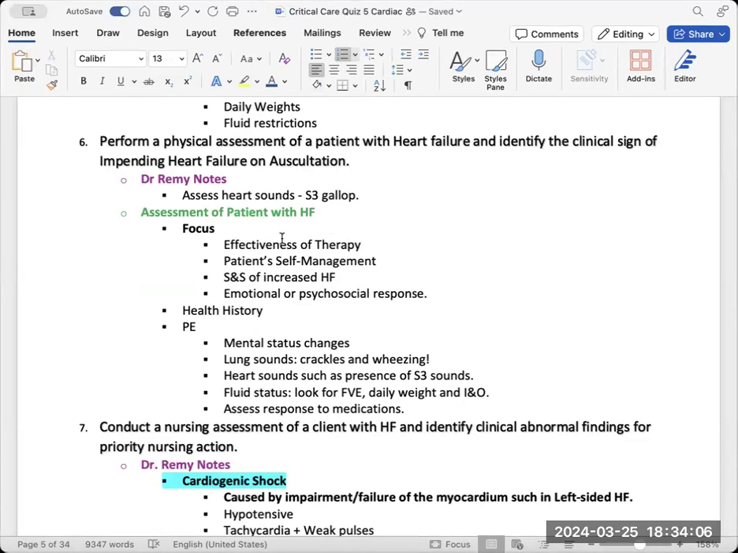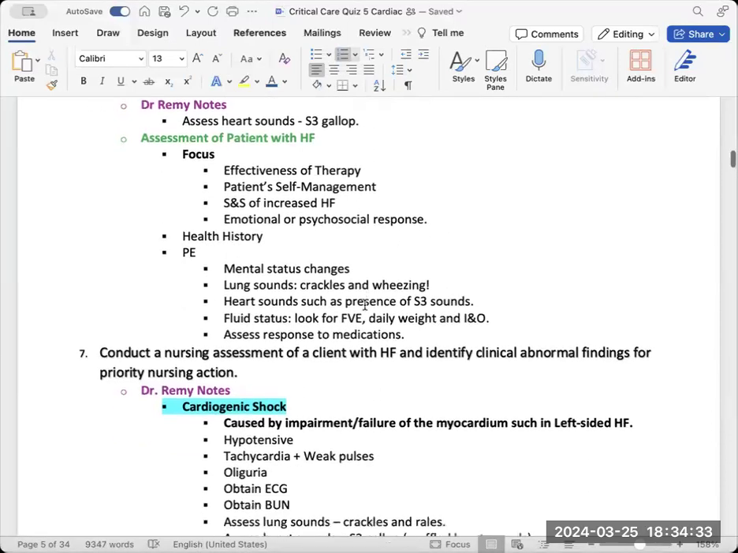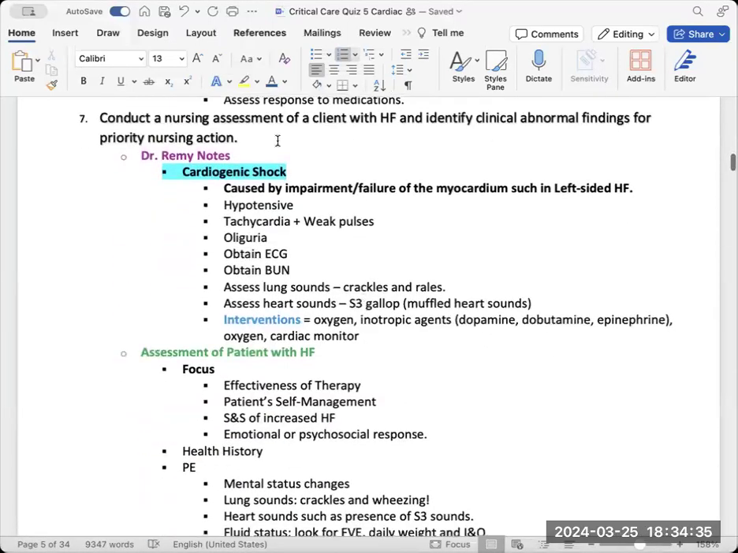The next question is perform a physical assessment of a patient with heart failure and identify clinical signs of impending heart failure on auscultation. So something that we might hear on auscultation would be an S3 gallop. If we hear that, that would be indicative that they're going into heart failure, okay? That's not normal. That's what Dr. Remy noted, so that's what I want to emphasize for that question.